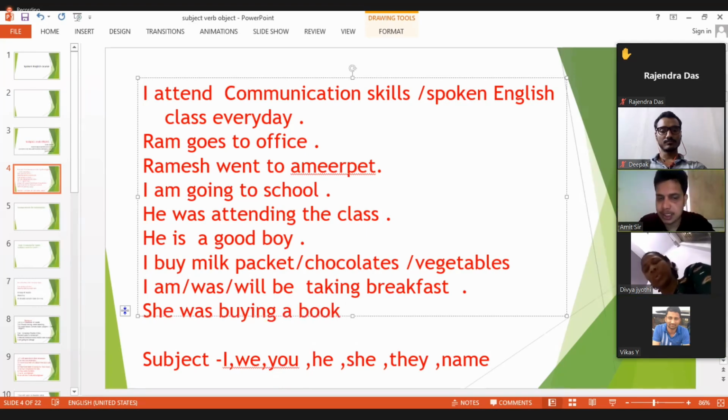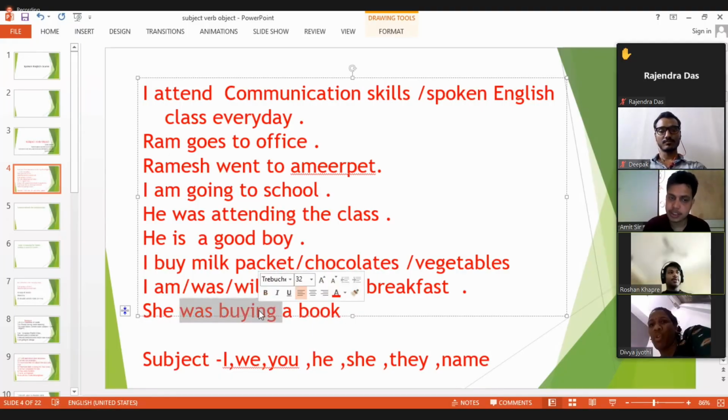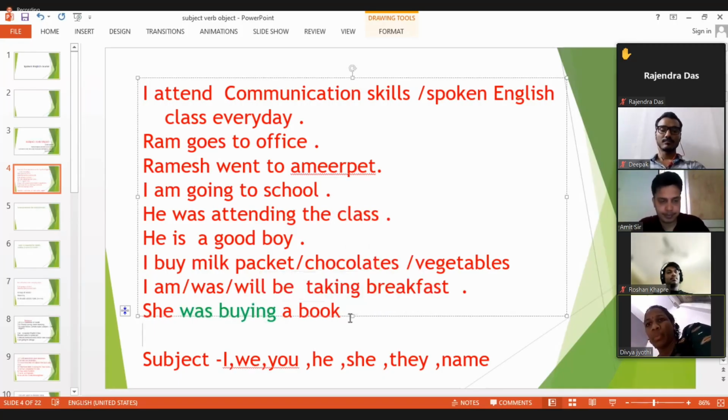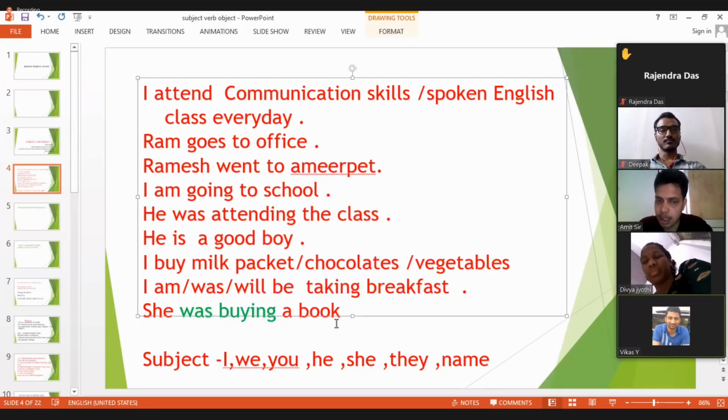So what is subject in this? Subject she. Okay. And what is verb? Was buying. Okay. Was buying is going to be a verb. And then what is object? A book. After verb, whatever the things that you get, all those things will come under object.